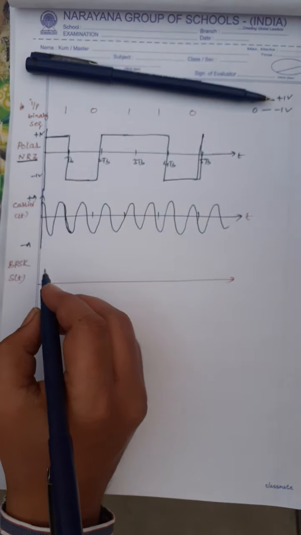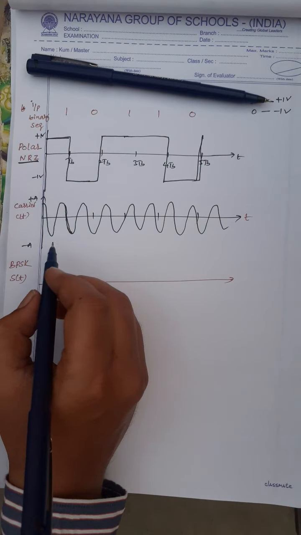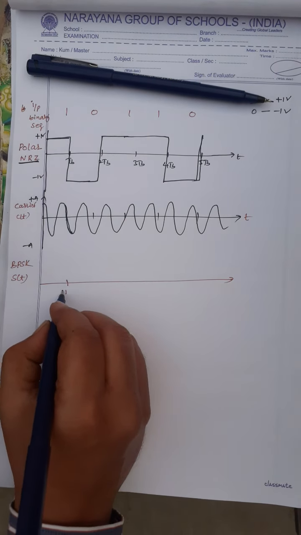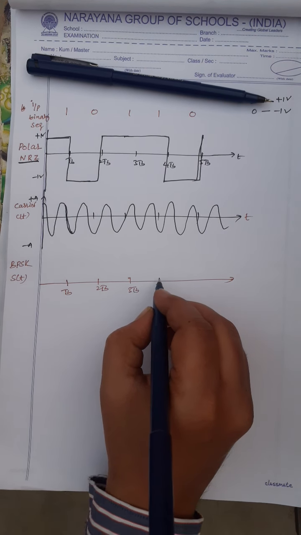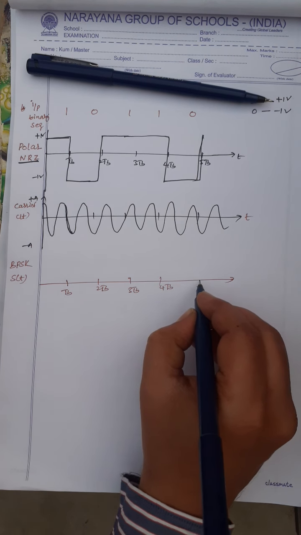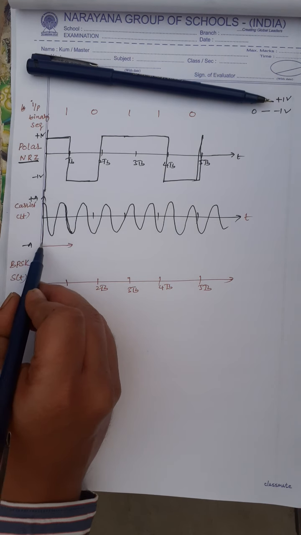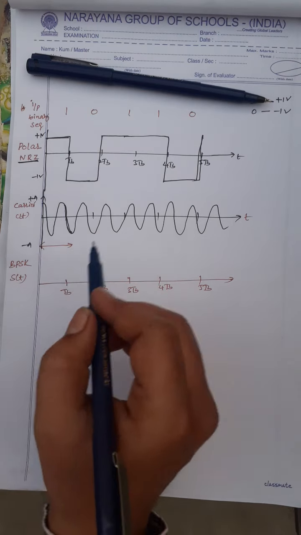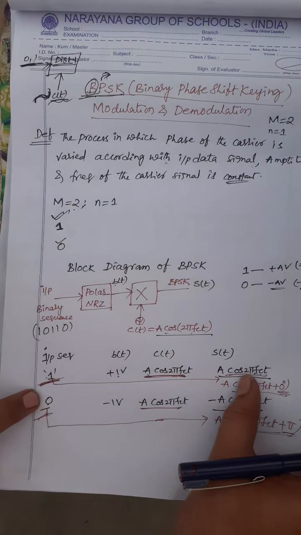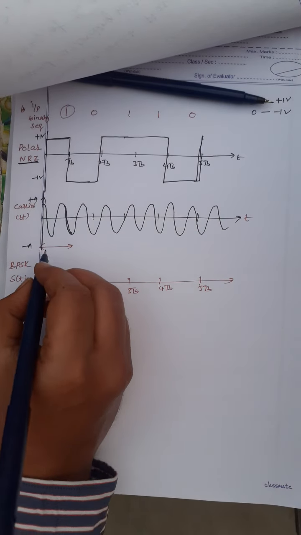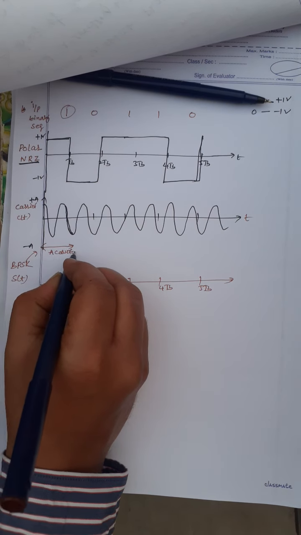So before going to that, here I want to write first BPSK for bit TB, 2 TB, 3 TB, 4 TB and 5 TB. At TB duration, what is the BPSK output for bit 1? See here, this is a bit 1. So because of bit 1, output is A cos 2 pi fct. So here I am getting a modulated signal A cos 2 pi fct.